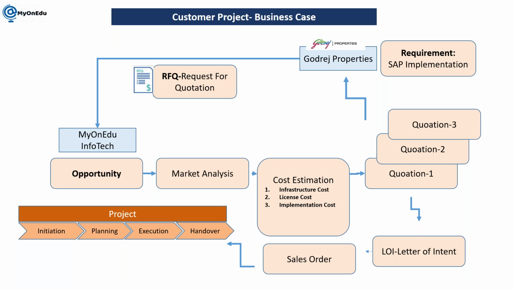To do all these deliveries, we need to execute this project, which has different phases: initiation, planning, execution, and handover. So in this kind of project, I have revenue, and I also have cost to incur, because for cost estimation, you can see we have already analyzed our cost.